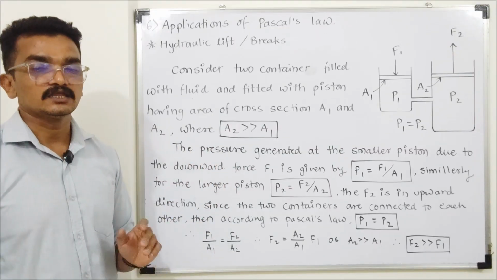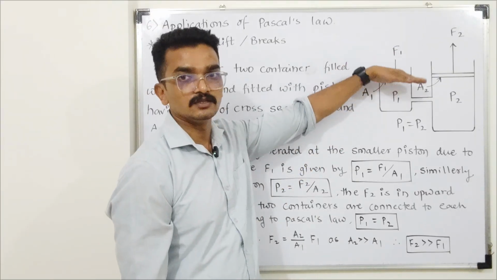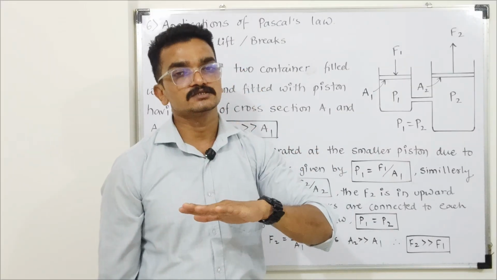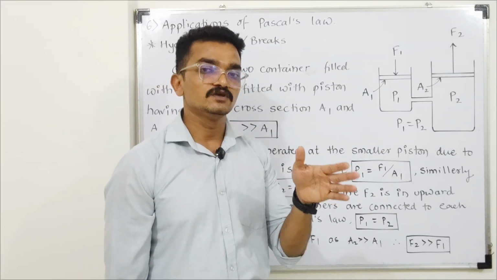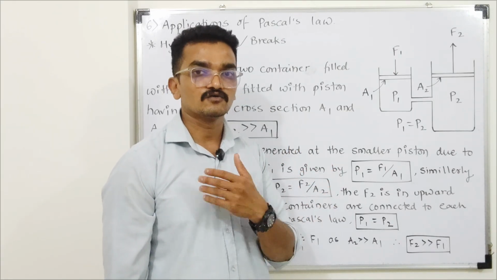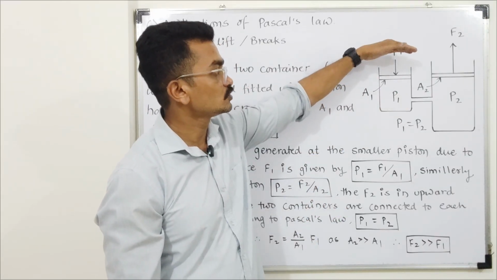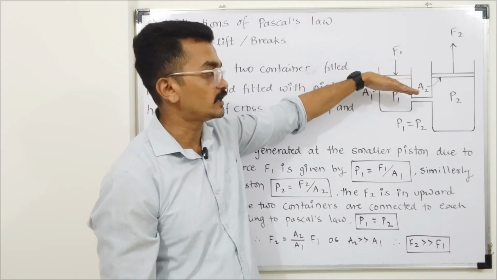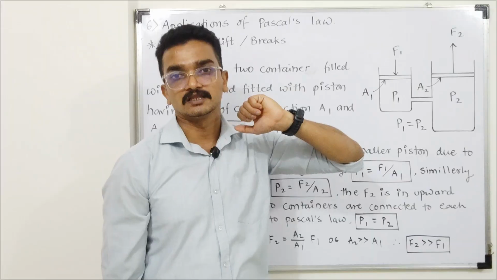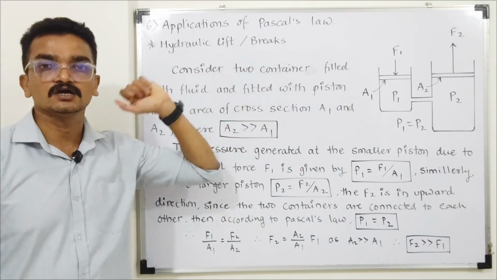Only the difference is that in the case of brakes, only the brake pedal is the place where the force is applied, that is the input piston. Here there is only one container, but in the case of hydraulic brakes, there are four containers or cylinders which are fitted to the different discs of the four wheels for a four-wheel vehicle, and therefore when you apply force on the pedal, that is the brake pedal, it will exert a larger force and the vehicle may stop suddenly. So these are the two applications of Pascal's law. The first one is hydraulic lift and the second one is hydraulic brakes.